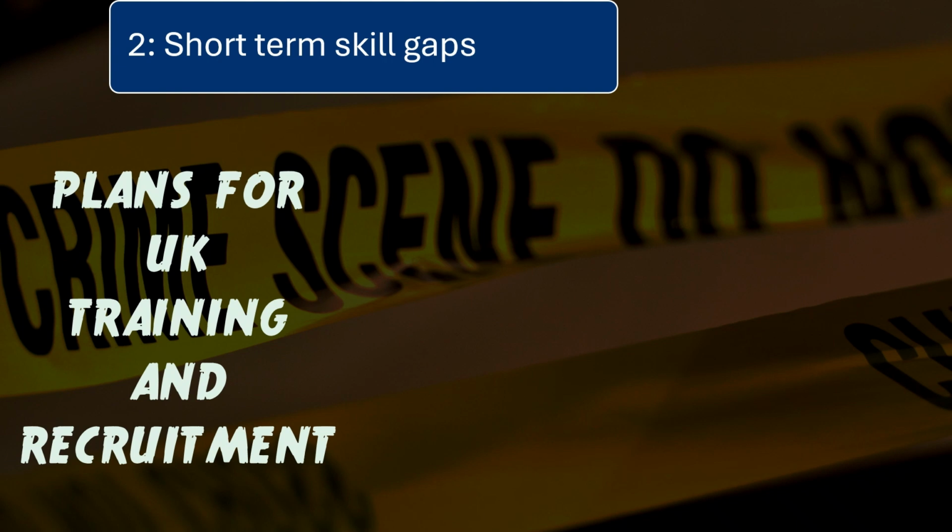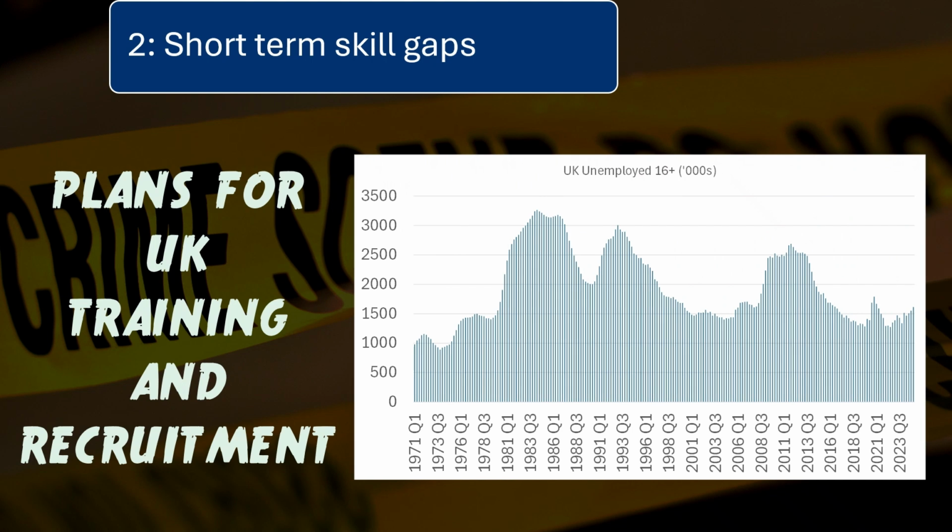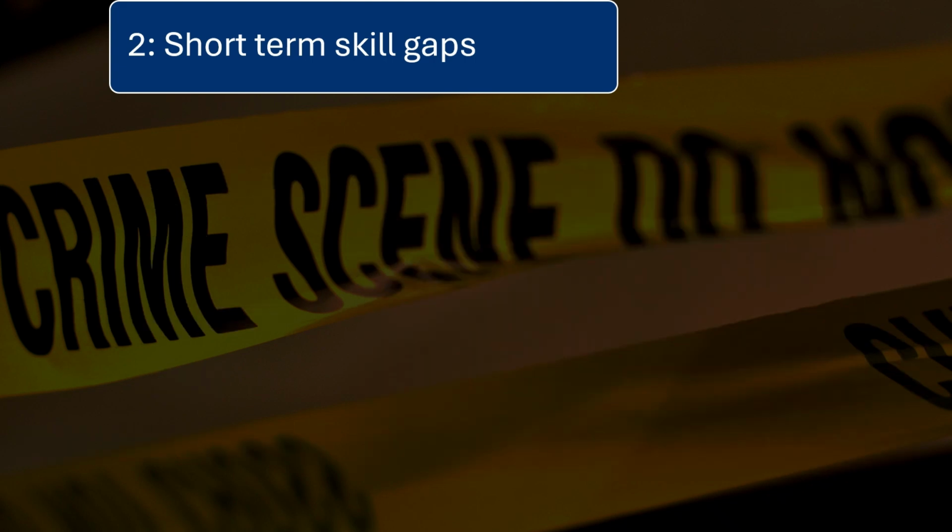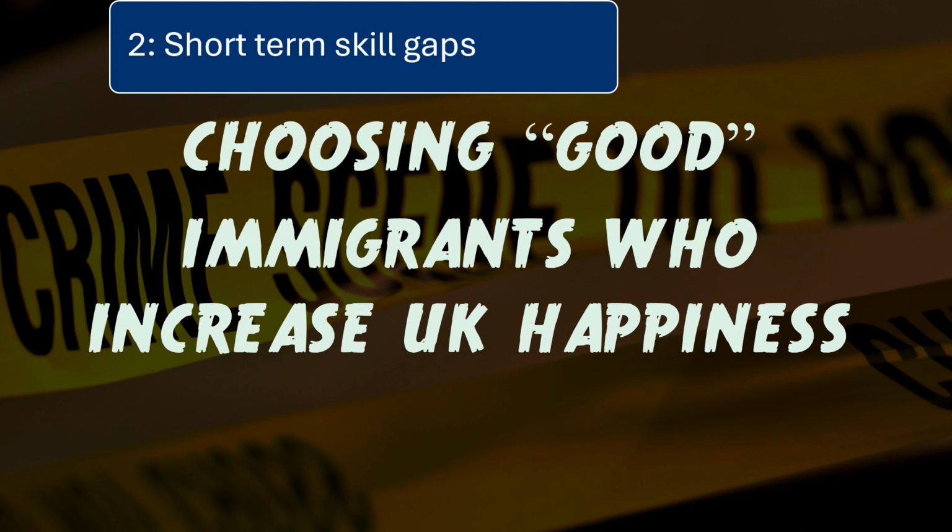As this chart shows, at no point in the last 50 years have we had less than 1 million people unemployed in the UK, and I believe with proper training and forethought, all skills gaps could be closed in the medium term. But there's no need to jet in overseas immigrants to do those jobs that UK citizens could do, while leaving millions languishing in long-term unemployment, leading to UK happiness falling.